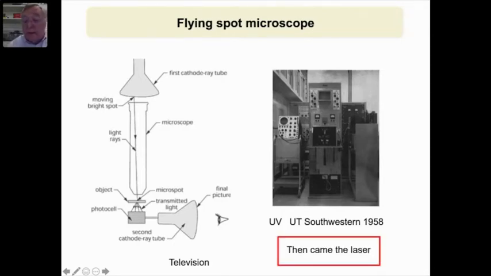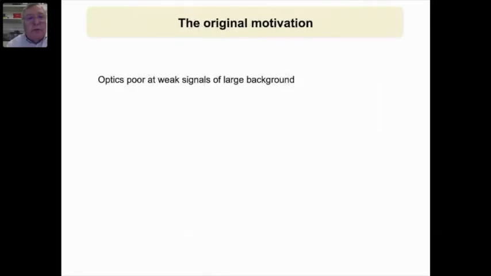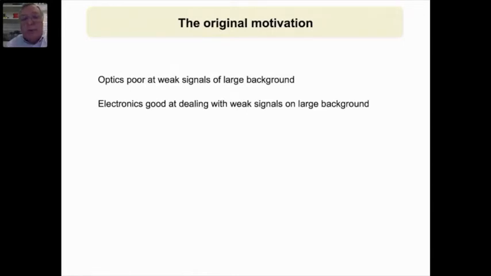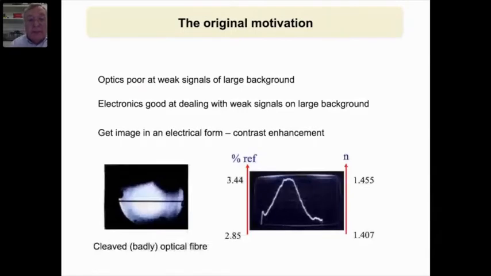But fortunately, then came along the laser, and that made a huge, big difference, clearly. So the original motivation was the observation that optics is pretty poor at seeing weak signals on a large background, whereas electronics is very good at seeing weak signals on a large background. So our original thought was, if we can get the signal in an electrical form, we can readily perform contrast enhancement.